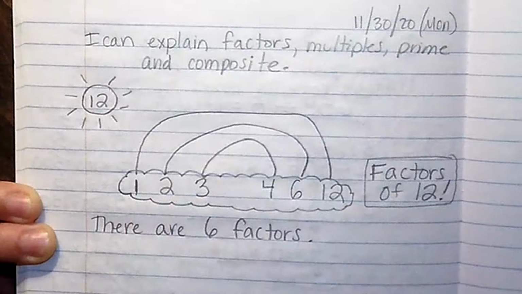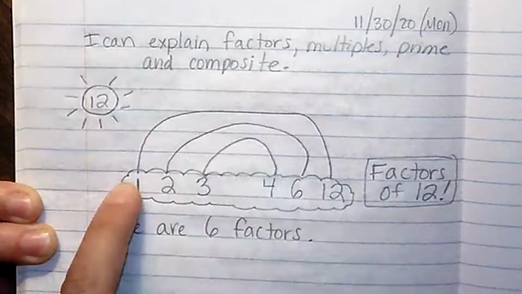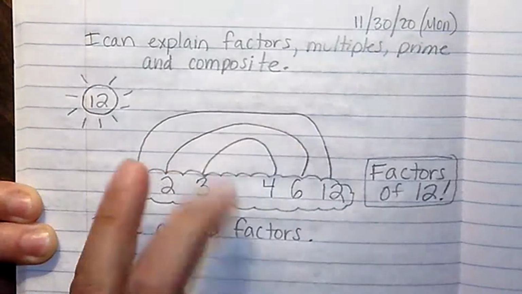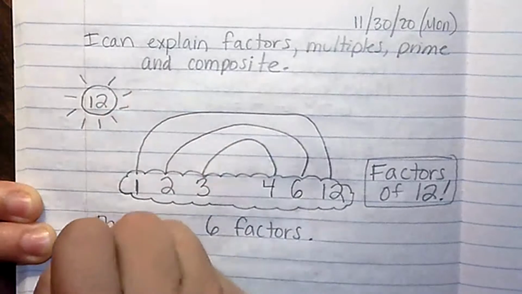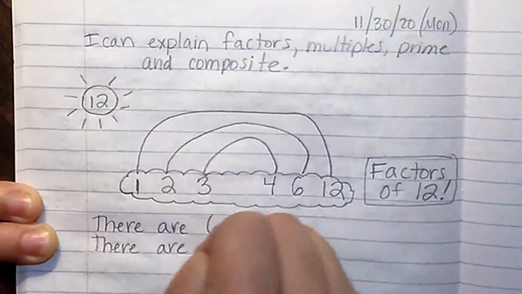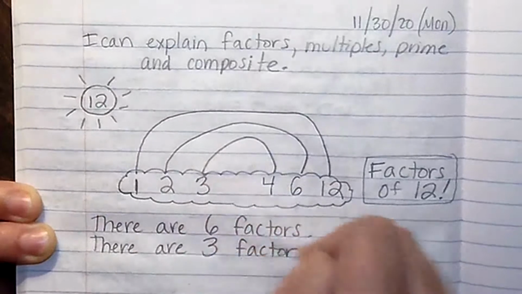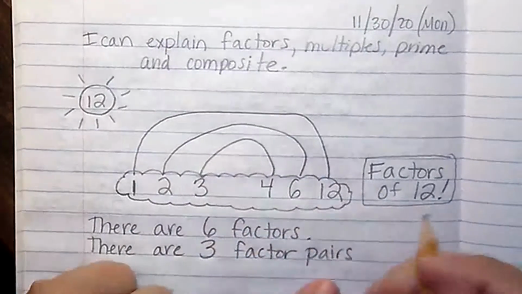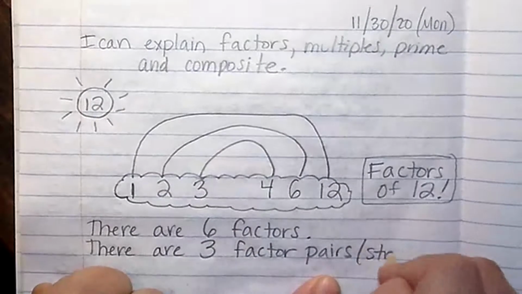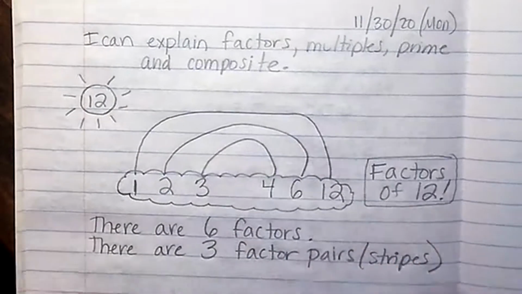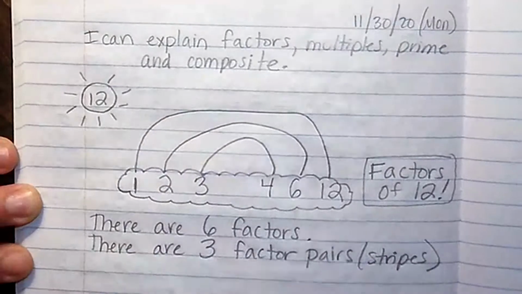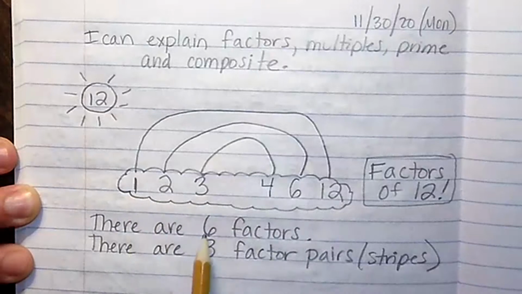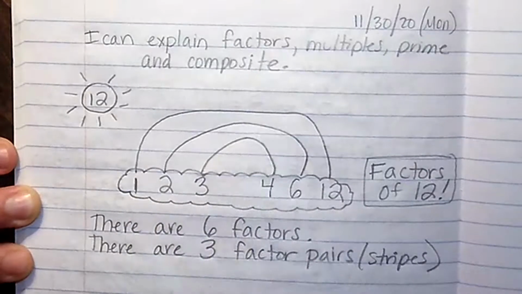Sometimes people might ask you, how many factor pairs are there? Well, there was 1 times 12, that's 1. There's 2 times 6, that's 2. And there's 3 times 4, that's 3. So I would say there are 3 factor pairs. Sometimes when I'm thinking about factor pairs, I like to think about the stripes. How many stripes are in my rainbow? 1, 2, 3. So there are 3 factor pairs. So I know that the number 12 has 6 factors and 3 factor pairs. And so I've identified the factors.